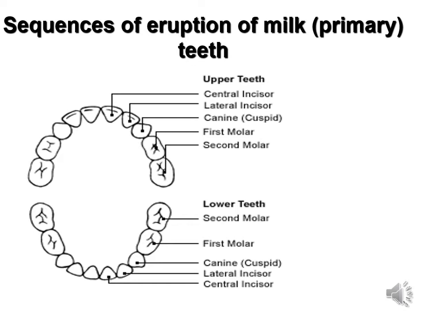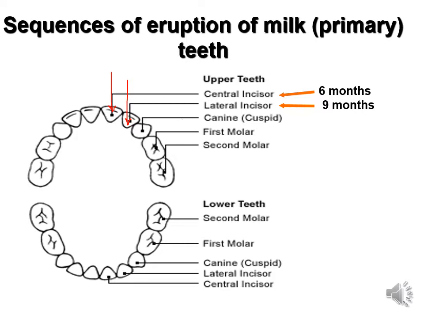For milk teeth or primary teeth, how do they erupt? The first to appear is the central incisor. Let's start pointing. The central incisor is this one, and it appears at the age of 6 months. The next to it follows it. It is the lateral incisors. They always follow each other, and they appear at the age of 9 months.